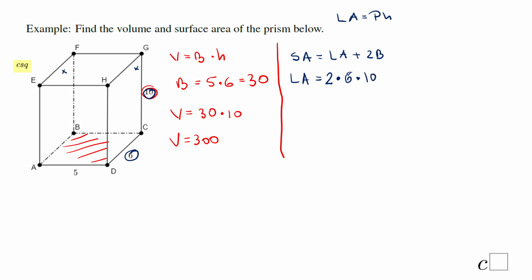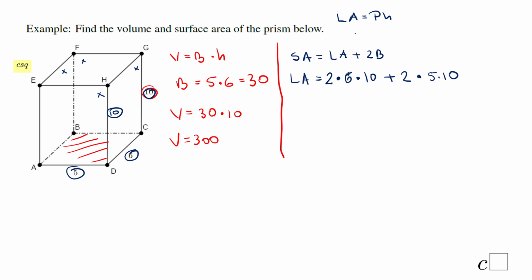But are those the only two faces? The answer is no. We had the front, E, H, D, A, and the back, F, G, C, B. Those are the same. So again, I'm going to put the number 2 here, times, and how much is that face? The one here up front, this is 5, and don't forget this is 10 also, because they are equal. So 5 times 10 here.